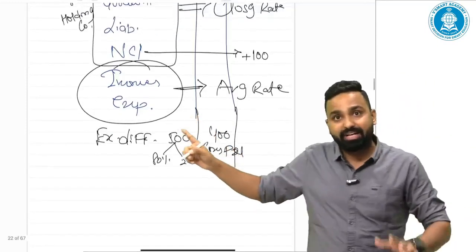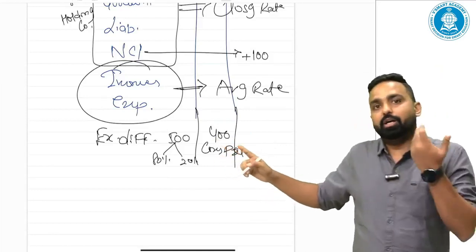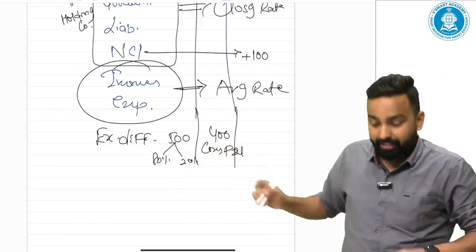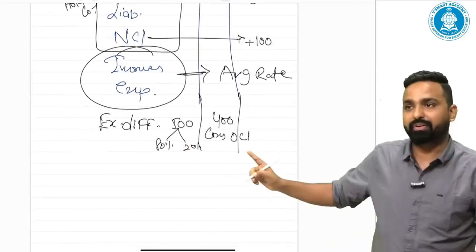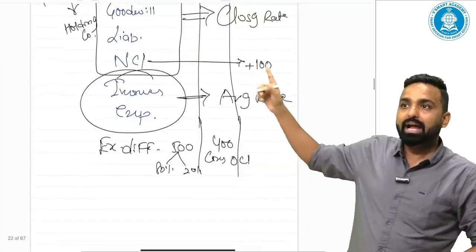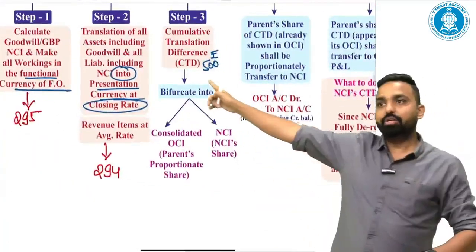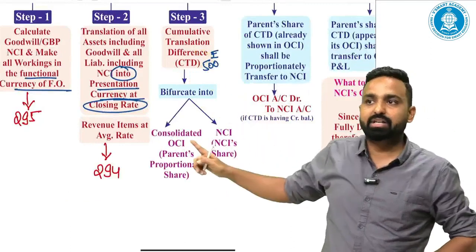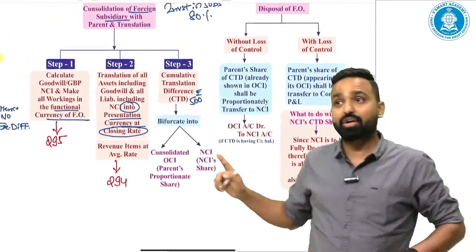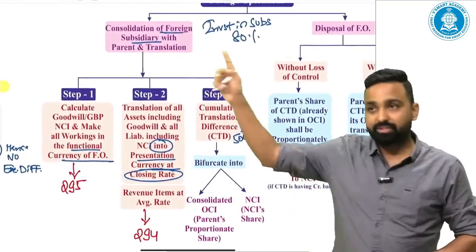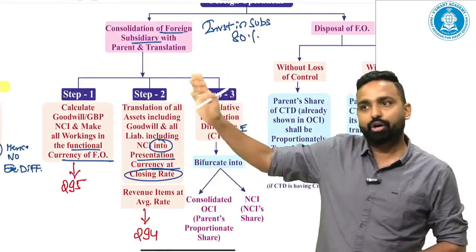So whatever the exchange difference arises, that exchange difference will be divided into two parts. The consolidated profit and loss. Sorry, not profit and loss, it should be consolidated OCI, and 100 goes to NCI. It is the rule. Understood? So, cumulative translation difference, consolidated OCI, parent's proportionate share and NCI share. Are you guys understanding or not? This is it. This is basically the entire funda of translating the foreign operation.